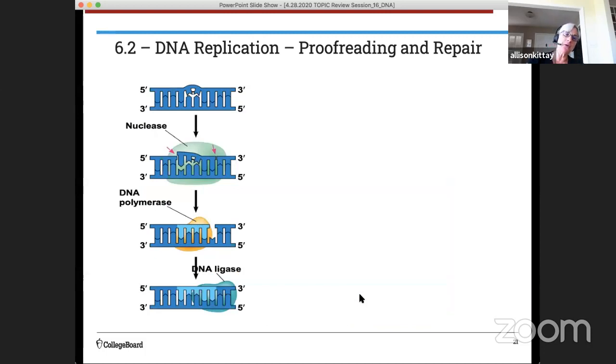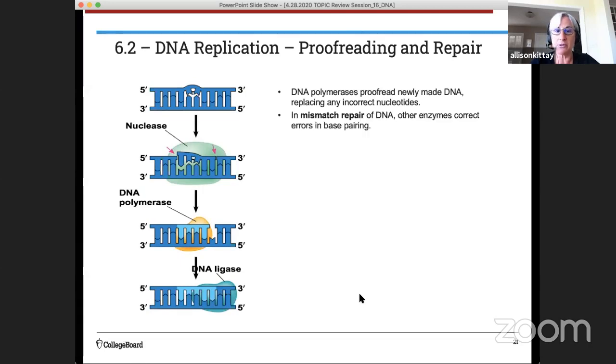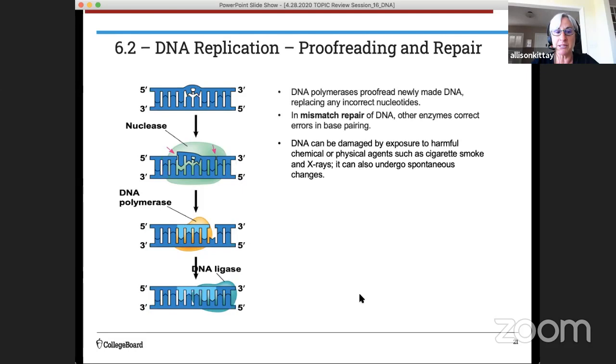One other thing: DNA replication is not without error. DNA polymerase 3 does some proofreading and repair, and there are also other enzymes involved in that proofreading and repair process. DNA polymerases proofread the newly made DNA, and they replace any incorrect nucleotides. In a mismatched pair of DNA, other enzymes correct errors in that base pairing. One of those, we'll see, is an enzyme called nuclease.